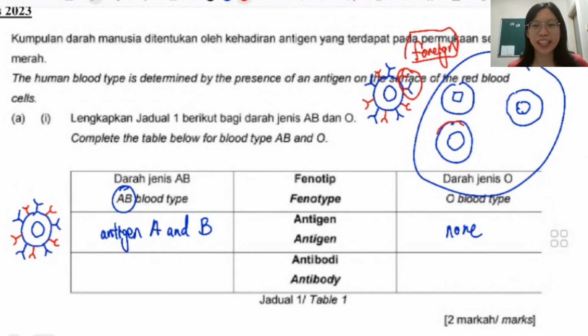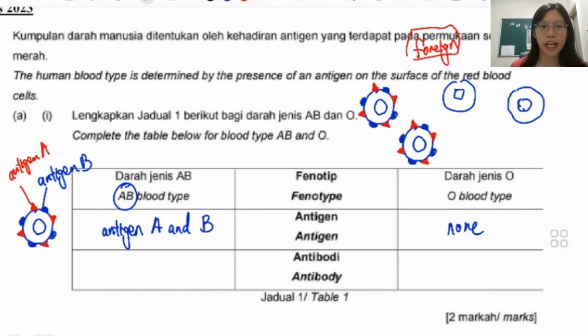Okay, so I think I drew it wrongly, honestly. I drew the antigen and antibody wrongly. Let me erase. All right, I have edited already. I'm so sorry for the confusion. So this is actually the antigen. It's a protein, a glycoprotein that is present on the surface. But the antibody is the one I drew.